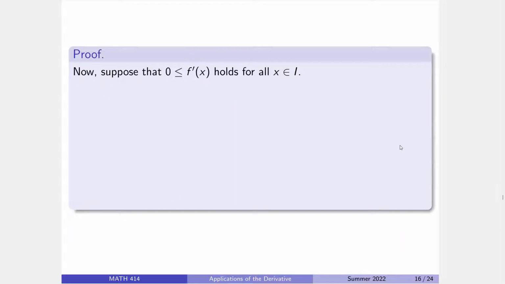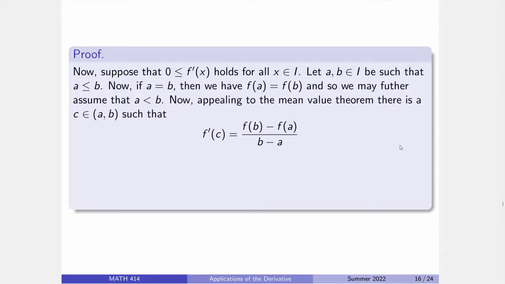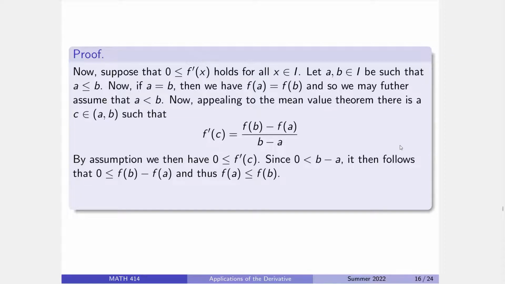Alright, now conversely, suppose that the derivative is greater than or equal to 0. We'll prove that we've got to be monotone increasing, and it's pretty easy. Pick A and B. If they're equal, we don't have to do anything, so we assume A is strictly less than B. Mean value theorem then gives me a C so that the difference quotient equals the derivative at C. By assumption, this is greater than or equal to 0, and since B minus A is strictly positive, it's got to be that the top is greater than or equal to 0, and so f of A is less than or equal to f of B.